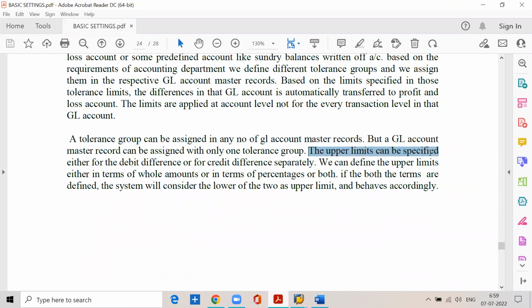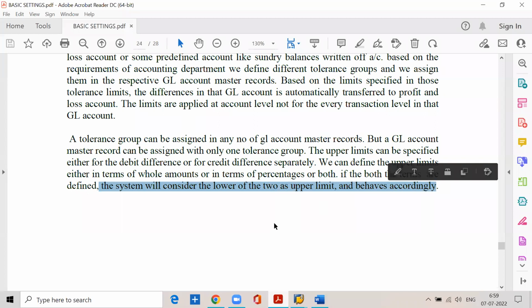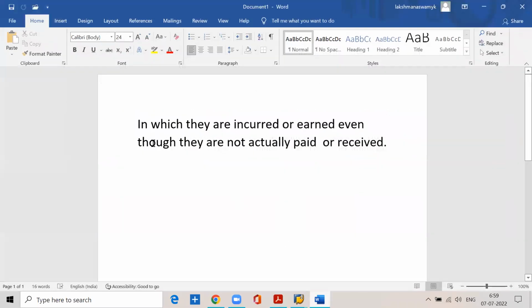Then the upper limits can be specified either for debit differences or for credit differences. We can define the upper limits either in terms of whole amounts or in terms of percentages or both. If both the terms are defined, the system will consider the lower of the two as the upper limit and behave accordingly. That means, say for example, tolerance group A.